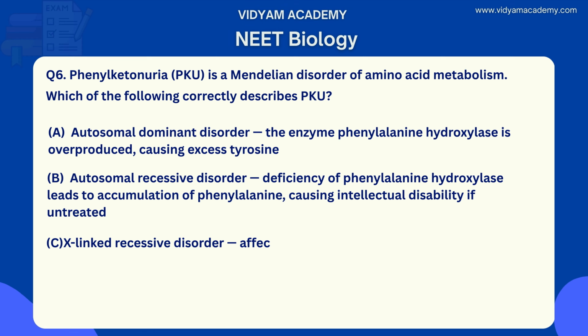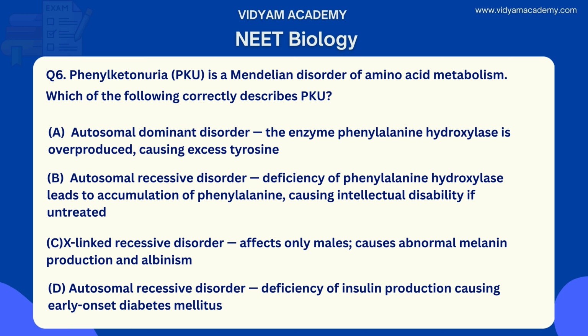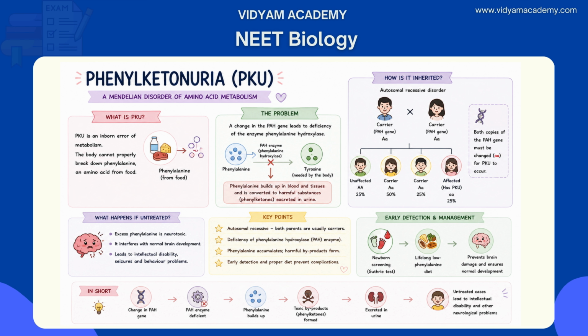Option C. X-linked recessive disorder, affects only males, causes abnormal melanin production and albinism. Option D. Autosomal recessive disorder, deficiency of insulin production causing early onset diabetes mellitus. Yes, the right answer is option B again. So phenylketonuria is an autosomal recessive inborn error of metabolism. Both copies of the PAH gene must be mutant for the disease to manifest.